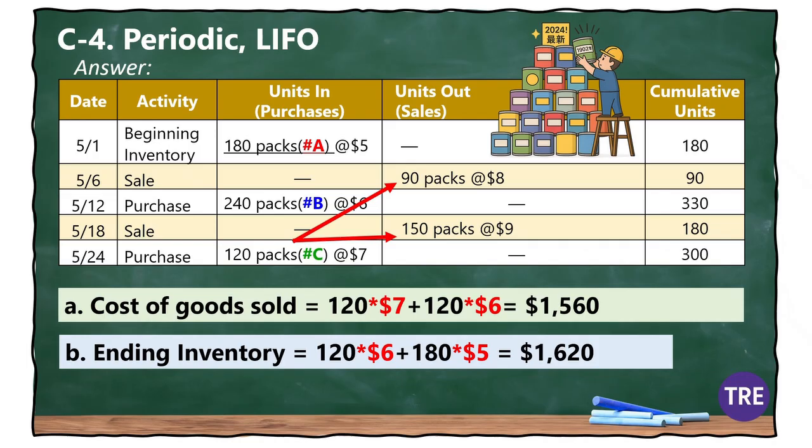The remaining items, 120 units from batch B and 180 from batch A, make up the ending inventory, valued at $1,620. Notice how this pattern flips FIFO. Instead of the older, cheaper units going out first, LIFO pushes out the newer, more expensive goods, raising COGS and lowering profit, a result that often appeals to managers seeking tax savings in periods of rising prices.